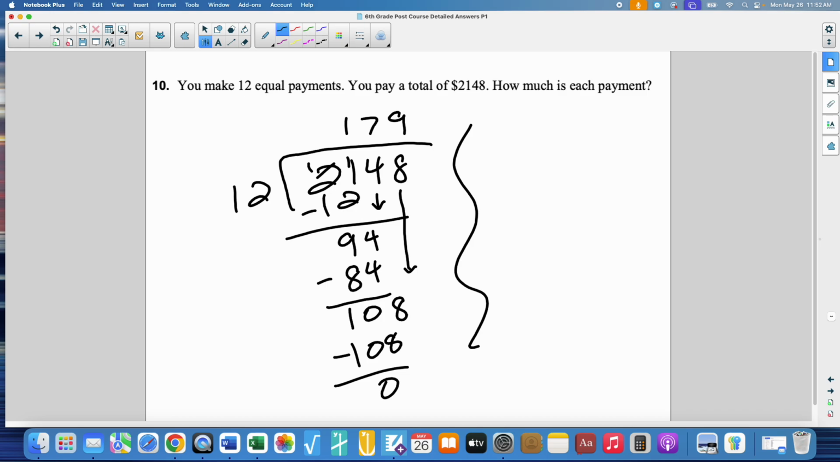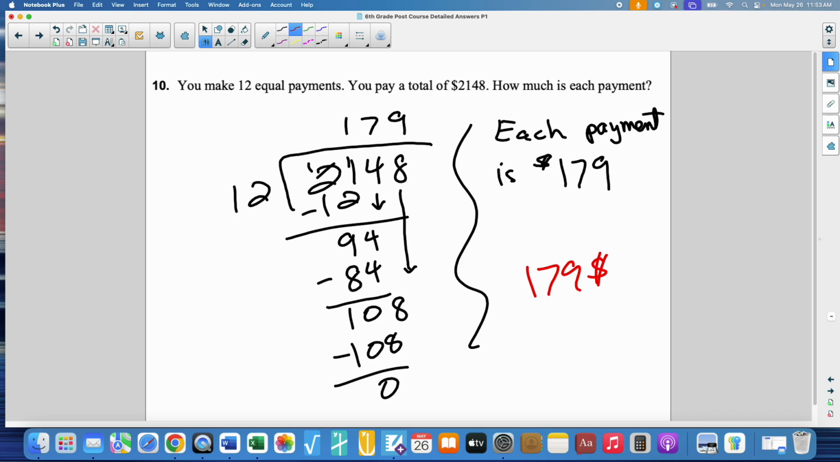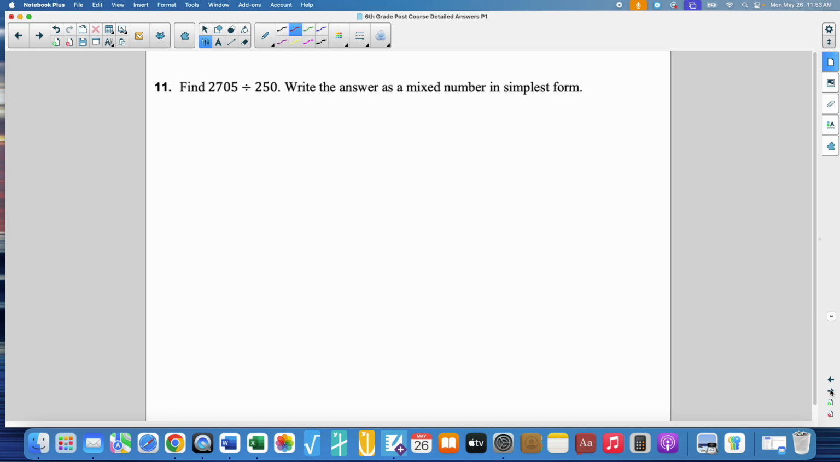So how much is each payment? It's a word problem, so we're going to write a word answer. Each payment is $179. Notice where the dollar sign goes. Even though we say 179 dollars, the dollar sign comes before the number. When writing money, the dollar sign starts off. That allows us to know that we're talking about money. You do not write 179 with a dollar sign after it. This is wrong. I see way too many kids writing that in 2025. Okay, so that's a nice way of doing that.